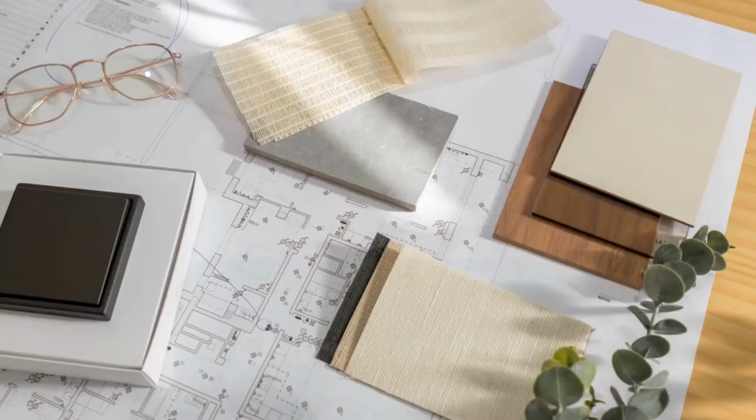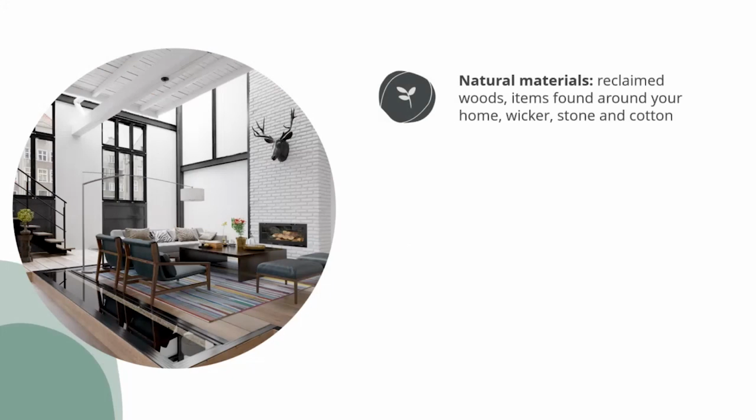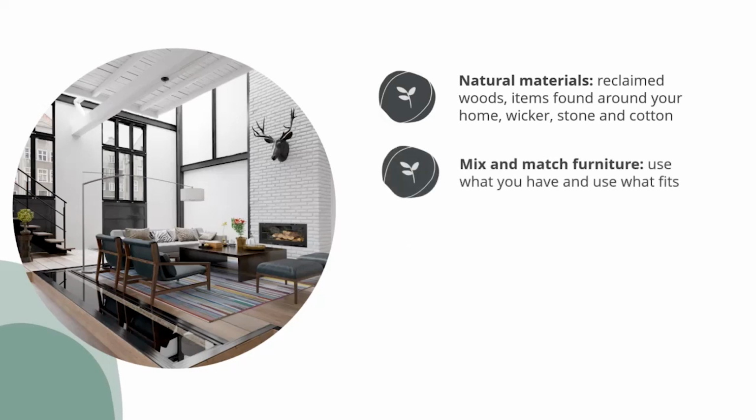Having had a better idea of where this style originated from, let's take a look at some of the key and core characteristics of this style. Starting off with our inclusion of natural materials. This style favors reclaimed wood, items found around your home, wicker, stone, and cotton elements, all natural elements. The next characteristic is to mix and match furniture. The idea here is to use what you have and use what fits rather than buying new.